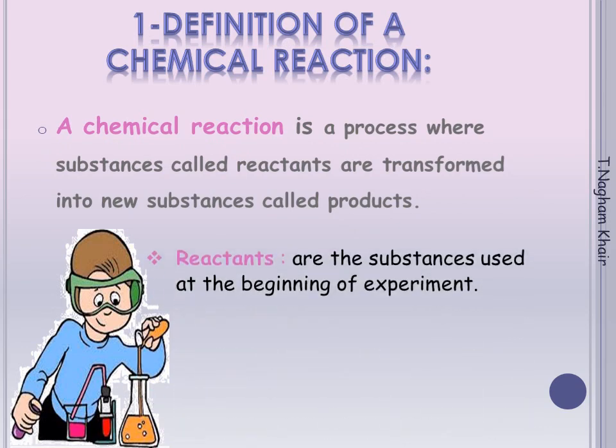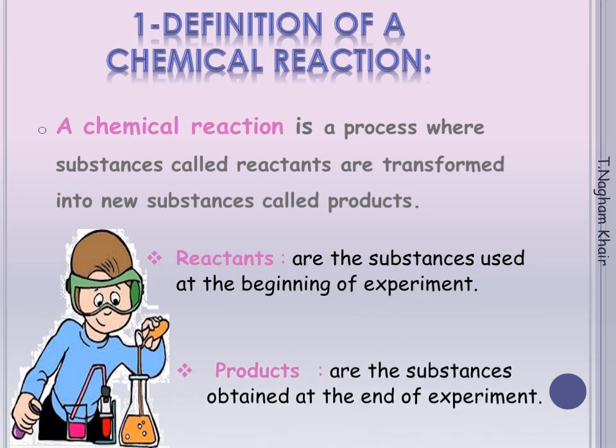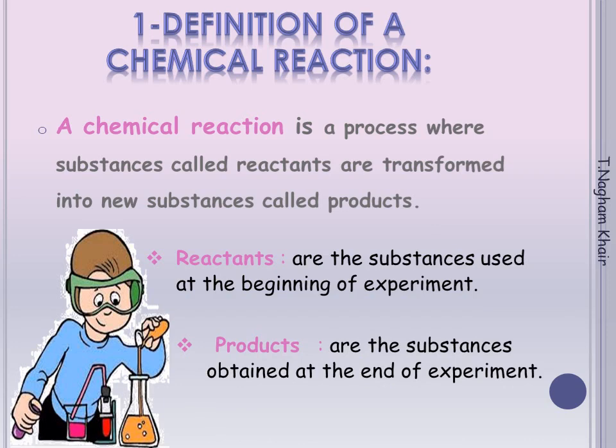Reactants are the substances used at the beginning of the experiment. However, products are the substances obtained at the end of the experiment. They are not found at the beginning. They are produced after the occurrence of a chemical reaction.